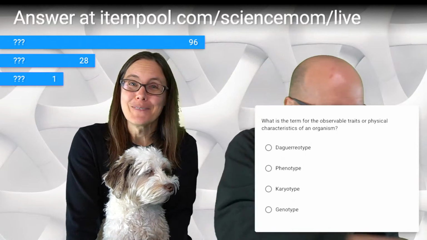Is it daguerreotype, phenotype, karyotype, or genotype? Which of these is the term for the observable traits or the physical characteristics that you see? I'll give you a hint. It ends in "type." I think that was obvious, Math Dad. Okay, revealing the answer to be phenotype.